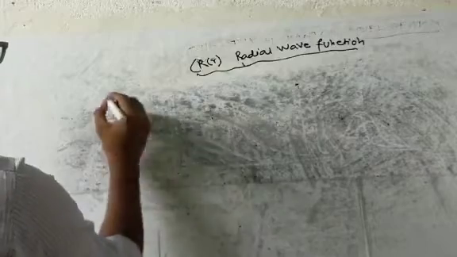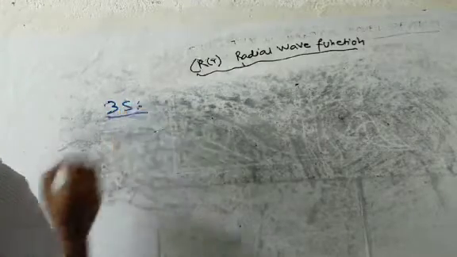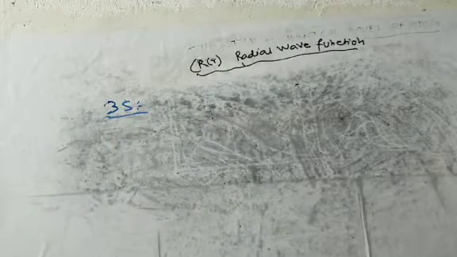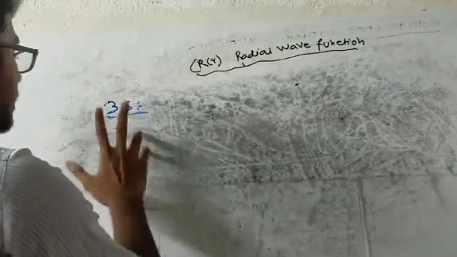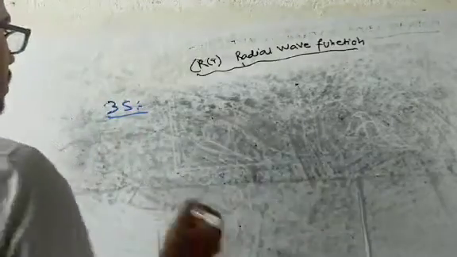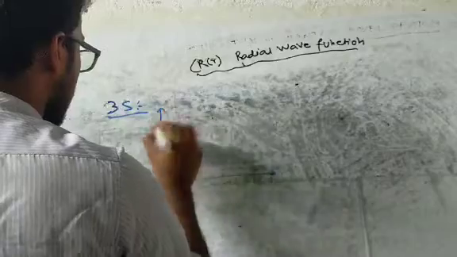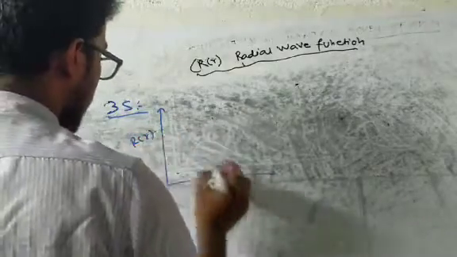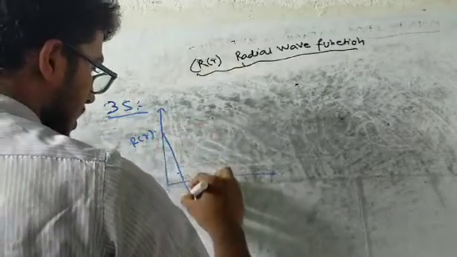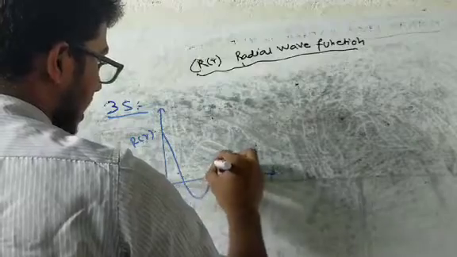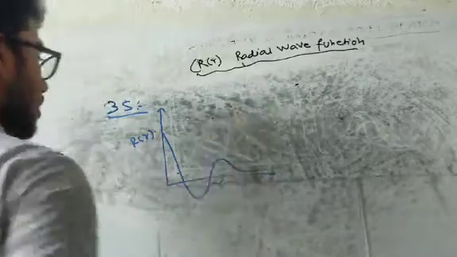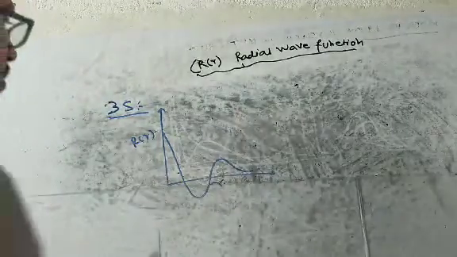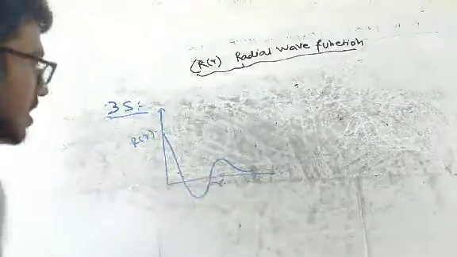let's take the example of 3s. Okay, for 3s, how many nodes are there? For the 3s orbital there are 2 nodes. So what should be my simple graph? R of r versus r. It will start from here, touch the axis one time, touch again, and then never touch the axis and continue to infinity. Okay, so it will touch the r axis 2 times.